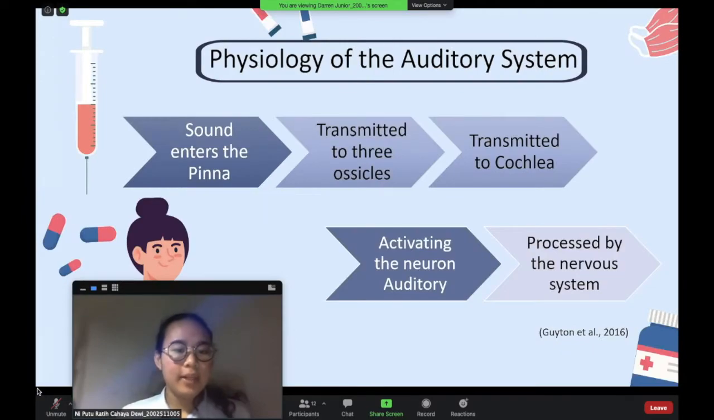Next. There are several processes of hearing in the auditory system. First, the sound enters the pinna, which captures it and conveys it into vibration. The pinna then transmits the vibration as a motion to the 3 ossicles, which is then transmitted to the fluids of the cochlea and will stimulate the sensory receptor cells of the organ of Corti. When the hair cells accept the signal, they will respond by activating the neurons of the auditory nerve.